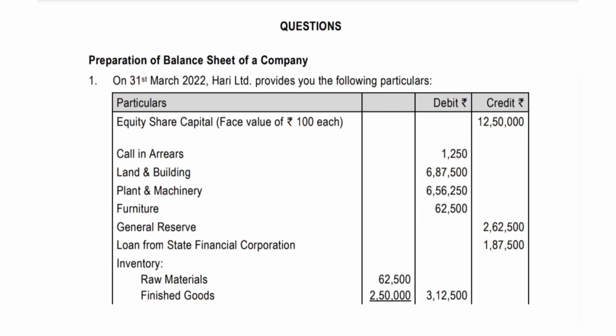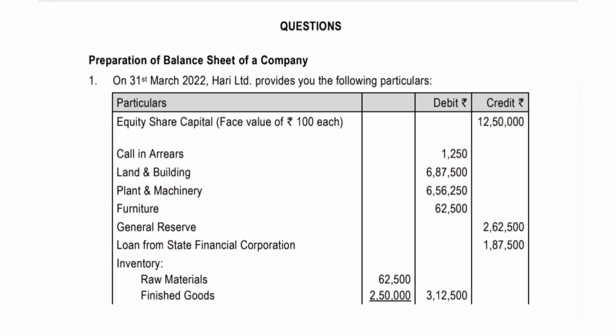And then the next one is very important, the calls in arrears. Normally the calls in arrears is an asset, as some shareholder failed to pay the call money. But we should not show it as an asset here. We have to deduct it. That is the main important thing that we have to look into. So calls in arrears must be deducted from the paid up capital. It must appear in the notes to accounts.